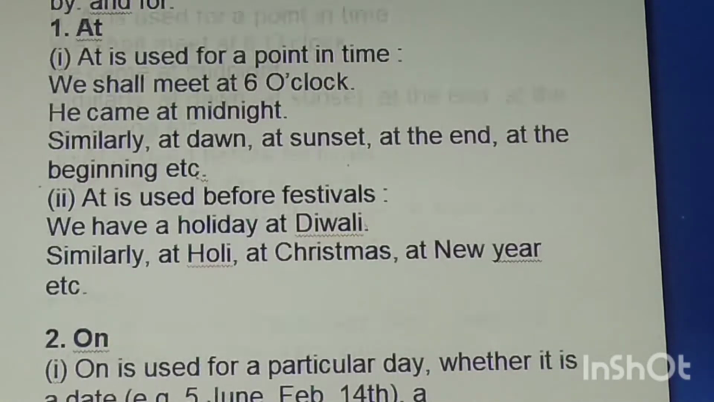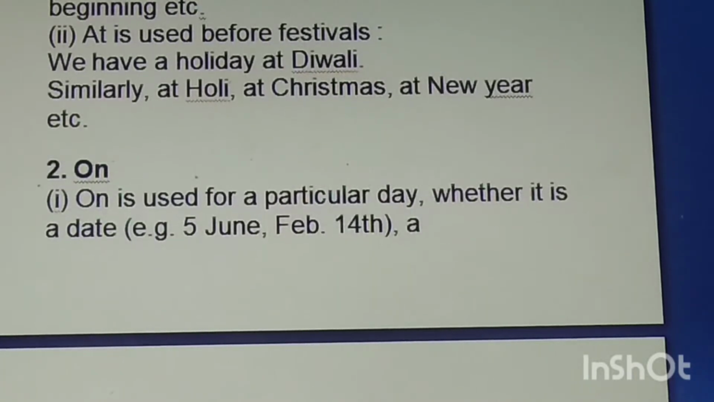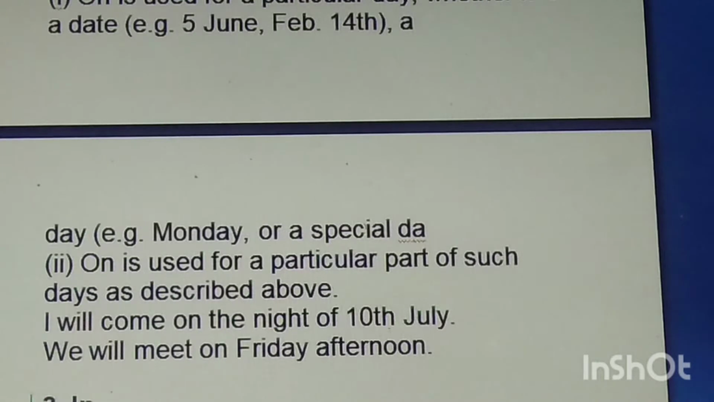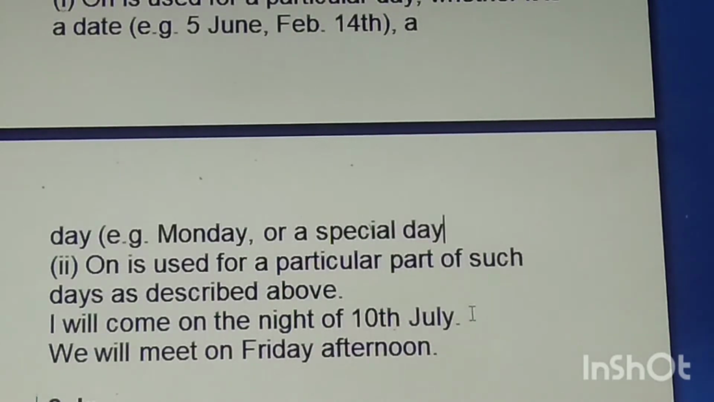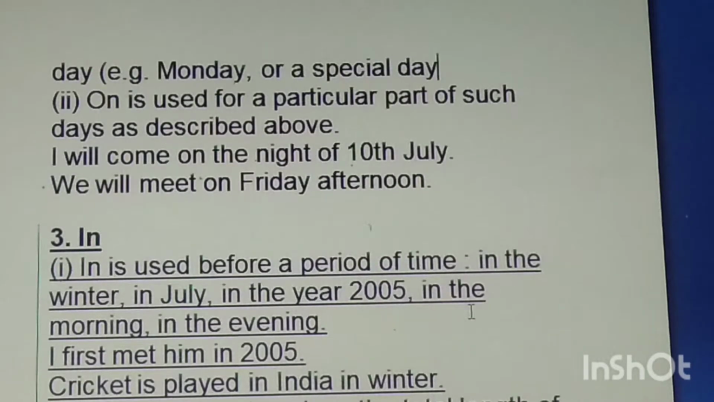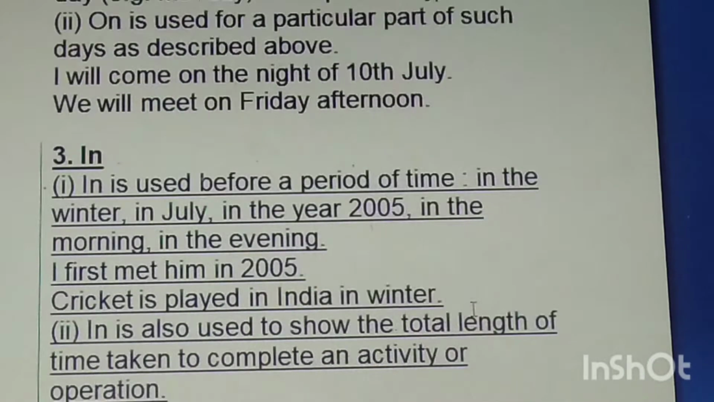Remember that, children. On. On is used for a particular day, whether it is a date. Example, 5th June, Feb 14th, a day, Monday or a special day. So, on is used for a particular part of such days as described above. I will come on the night of 10th July. We will meet on Friday afternoon.